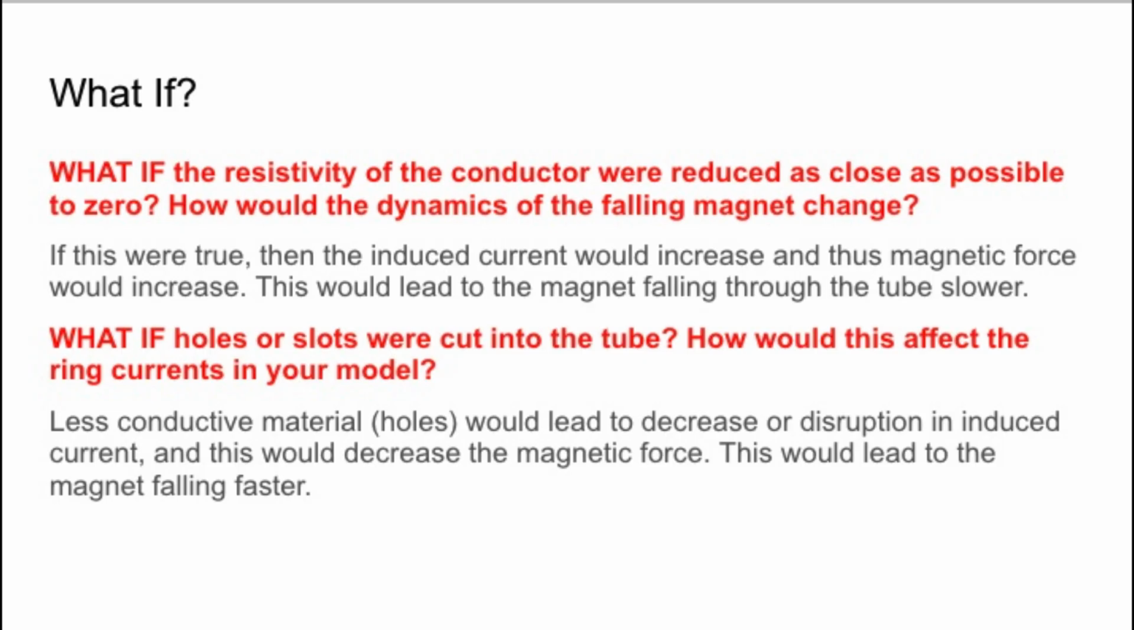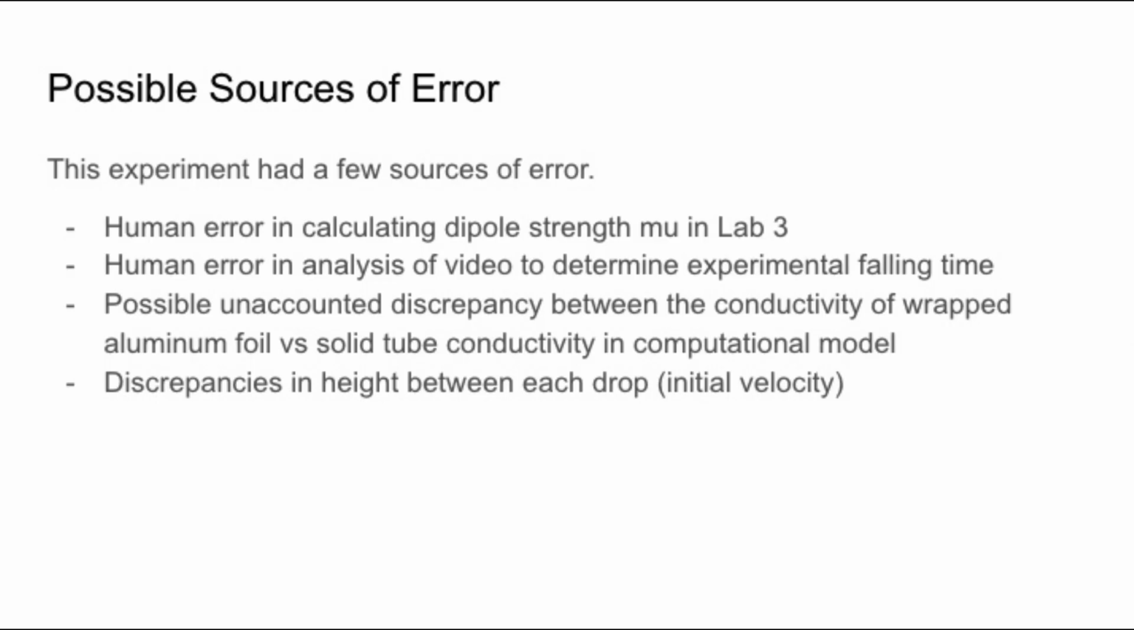Possible sources of error. This experiment had a few sources of error. One is human error in calculating the dipole strength in Lab 3, which we already talked about. Another is human error in the analysis of the video to determine experimental falling time, just eyesight and the difficulties in trying to make it exact.